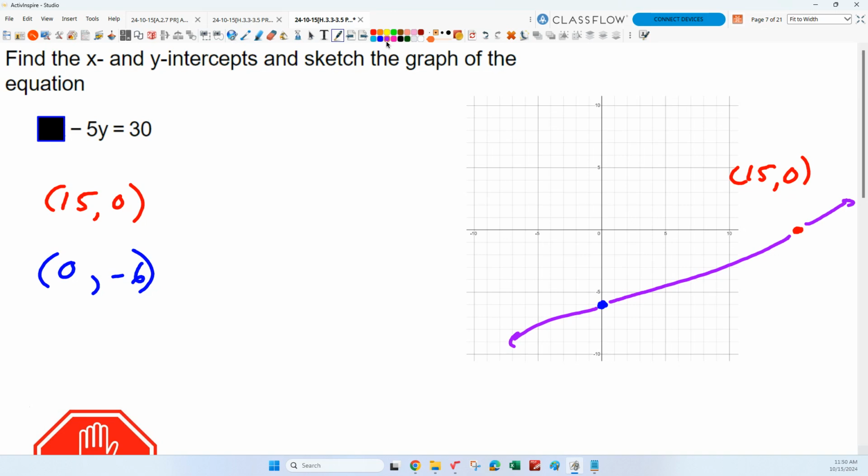Good? Okay, you can go to work. There are 2 assignments up there. Have at it.